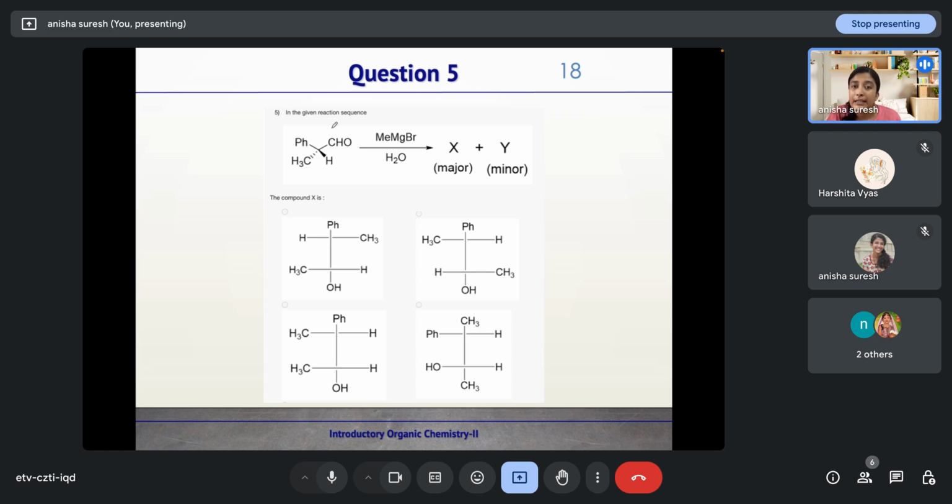So in the given reaction sequence, we are having an aldehyde. Here there is a chiral center and we are treating it with MeMgBr, that is methyl Grignard. So in the presence of that, X and Y are getting formed. So what is the major product X? That is the question.